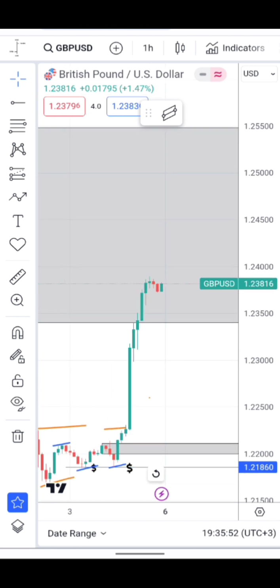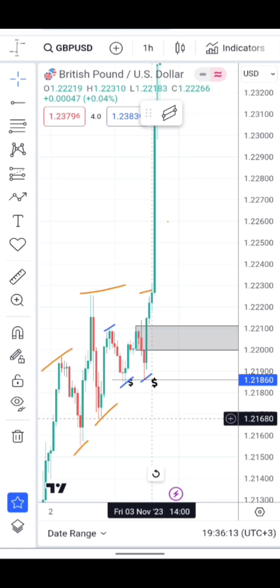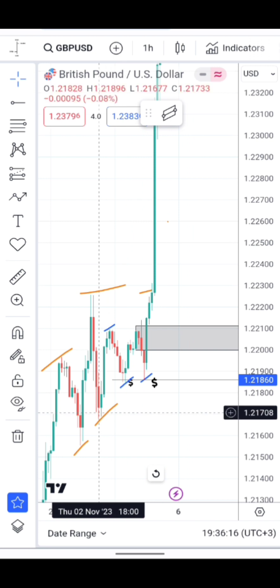So those are my thoughts. I expect it to respect structure on the 1 hour by not violating the 6 p.m. 2nd November low and possibly push higher again.